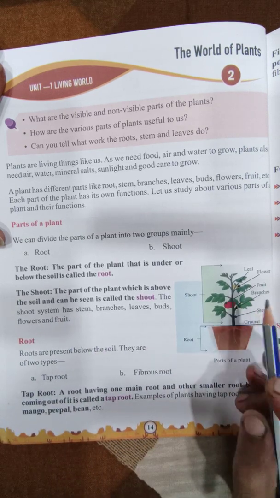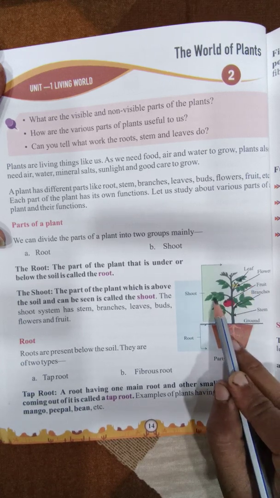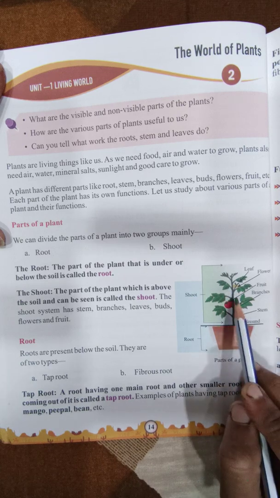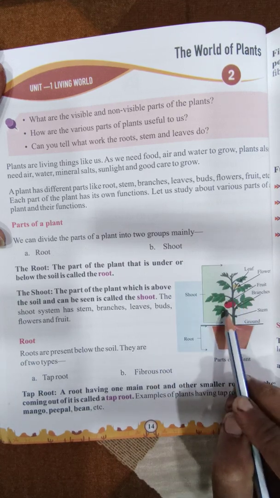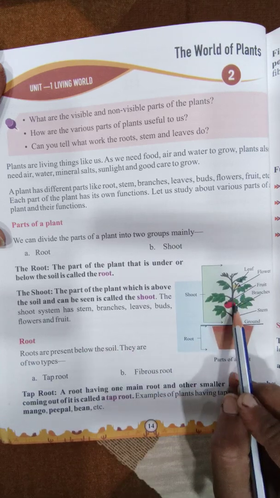The shoot system has the stem. This is stem. Then branches, leaves and buds. Okay. And flowers. Here you can see the flowers. Okay. And the fruits. This is a fruit.